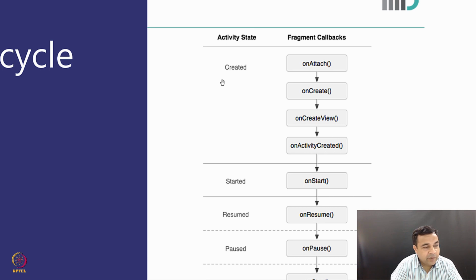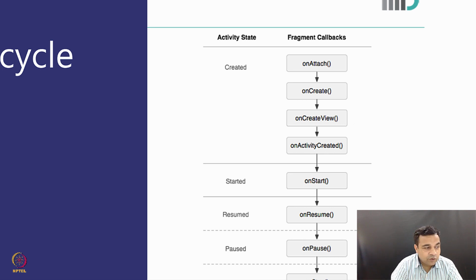On the left side I am mentioning activity states and on the right side I am mentioning fragment callbacks. So when the activity state is created, that is the very first activity state, four fragment callbacks happen at the same time: on attach, on create, on create view and on activity created.